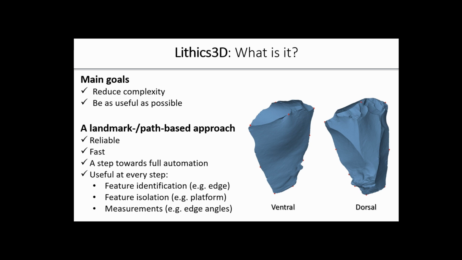Now, in order to do this, I adopted the landmark-based approach, so a hybrid approach where the package relies on expert input. So human experts are required to place landmarks at the moment. For example, delimiting the platform and around the edges of this flake. And there are several advantages to this approach. First of all, it's reliable because it's supervised by a human expert.